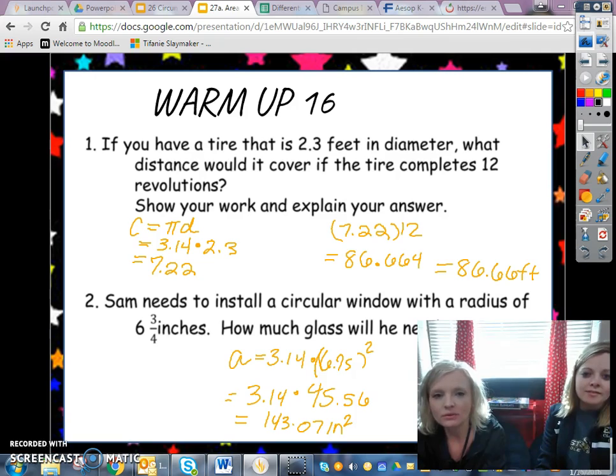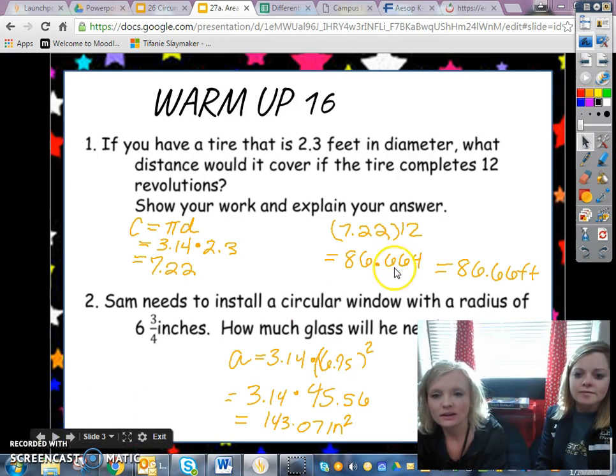Now that we have one circumference, that would be one revolution. To get the total distance for 12 revolutions, we need to multiply that by 12. So we do 7.22 times 12, which gives us 86.664, and then we round that to the nearest hundredth: 86.66 feet.